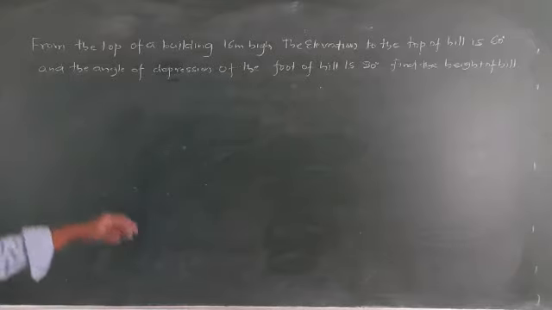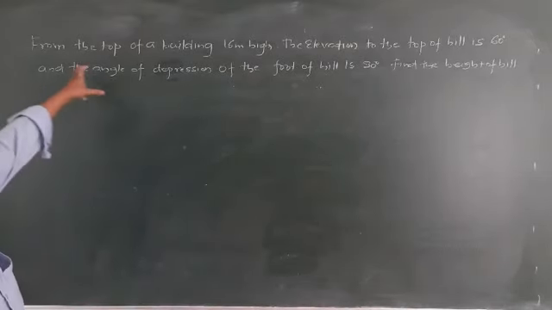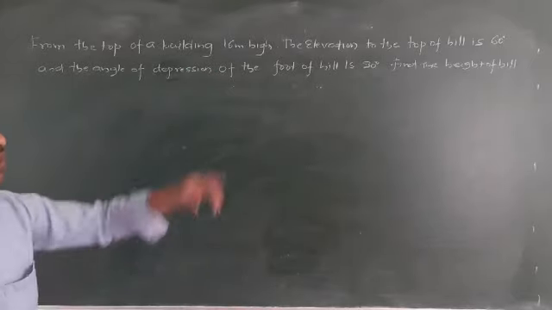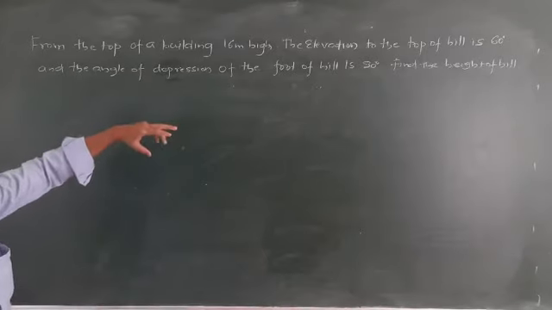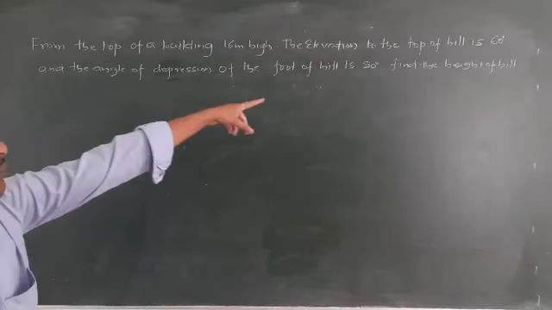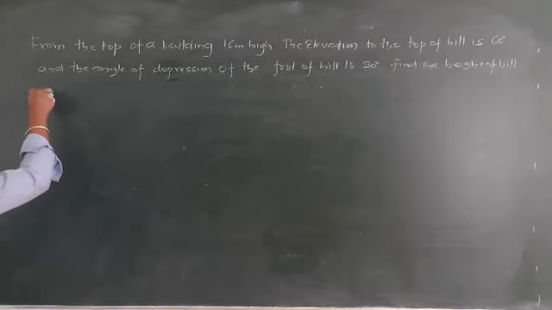Okay, just they have given one hill and one building. From the top of the building, the angle of elevation they have given is 60 degree, and from the top of the building to the foot of the hill, the angle of depression they have given is 30 degree, and we need to find the height of the hill. This is a very easy question. So we have the solution for this.